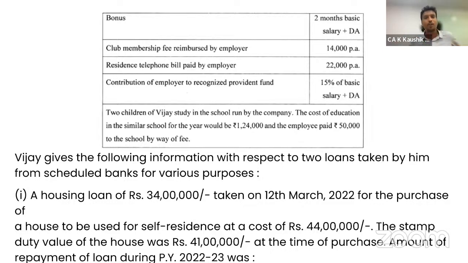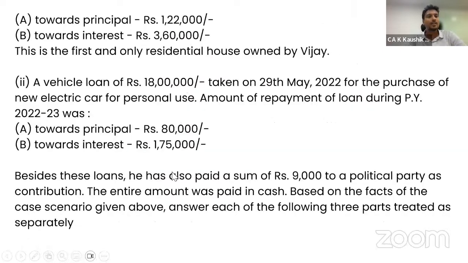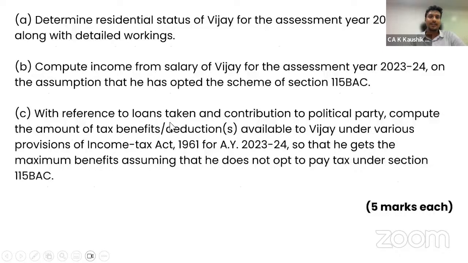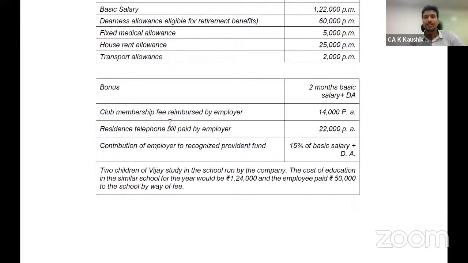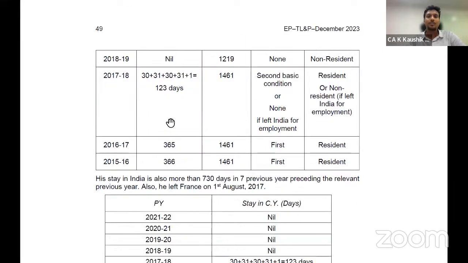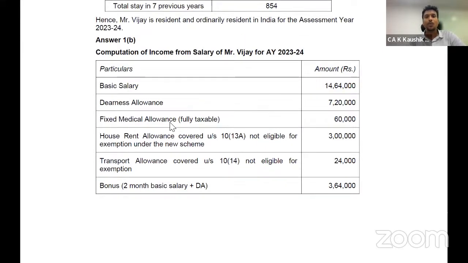Vijay gives the following information with respect to 2 loans taken by him. This is all with respect to loans, and the further question goes in terms of the donation and interest, all of those. So we'll come back to this later. Quickly, we'll start looking at how the information needs to be considered in the computation of salary.